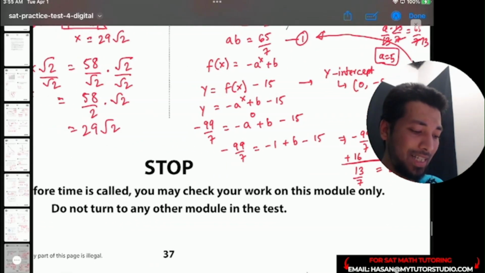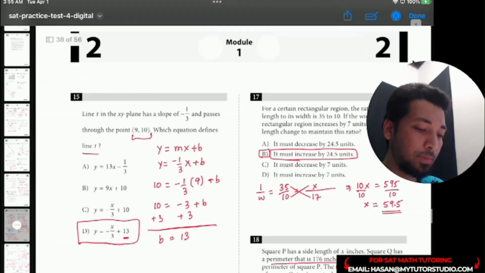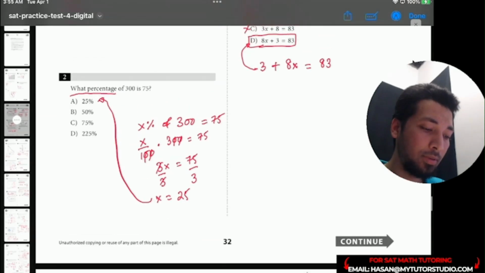If you have any questions, let me know. And that's how we have solved all of these problems on the paper version of the SAT exam.